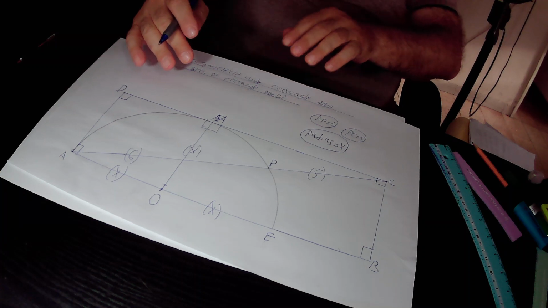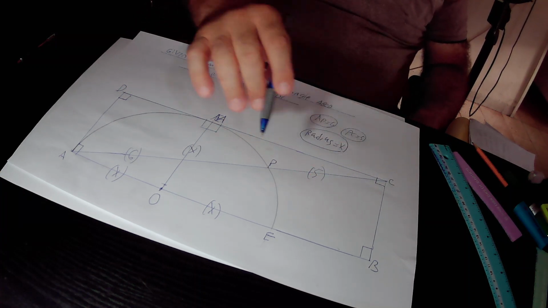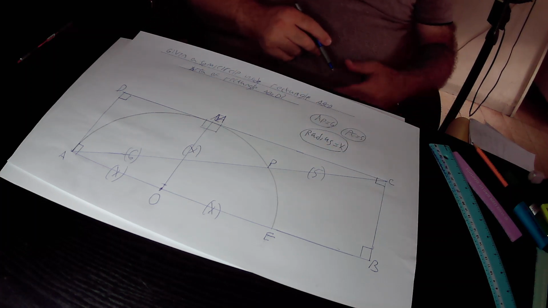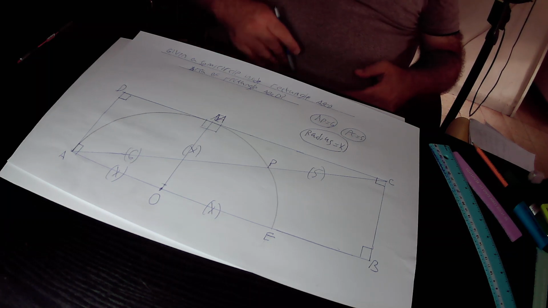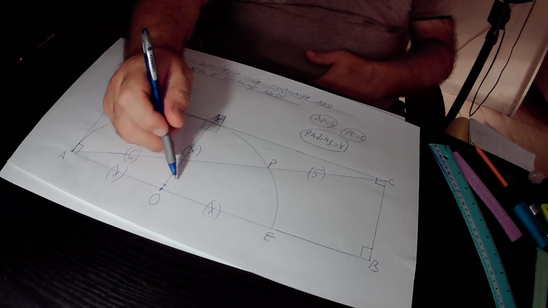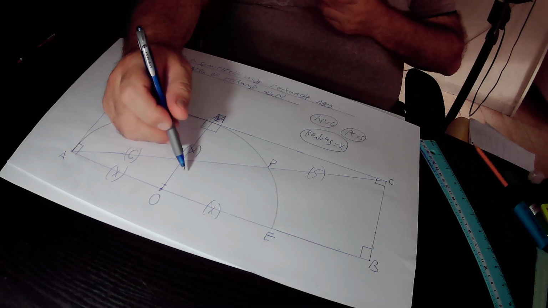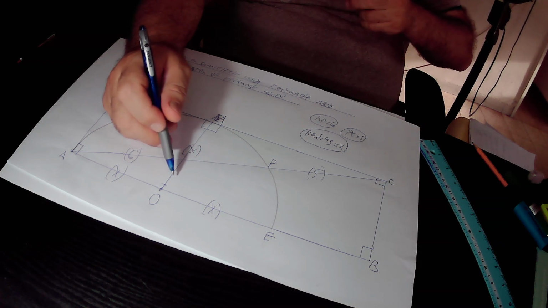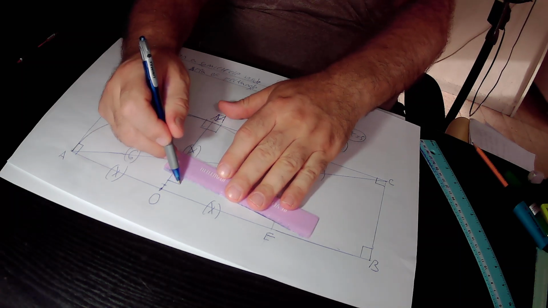By doing this construction, we get here quadrangle OMCB. Inside this quadrangle OMCB, we have 1, 2, 3 right angles. The sum of 3 right angles is 270 degrees, so 270 degrees plus the size of this fourth angle in total must be equal to 360 degrees, according to the rule that the sum of the angles in any quadrangle is 360 degrees. Therefore, this fourth angle must be equal to 90 degrees.